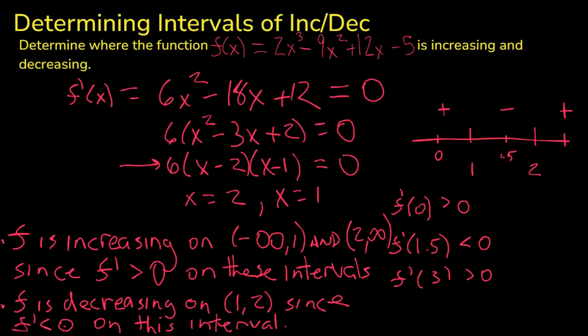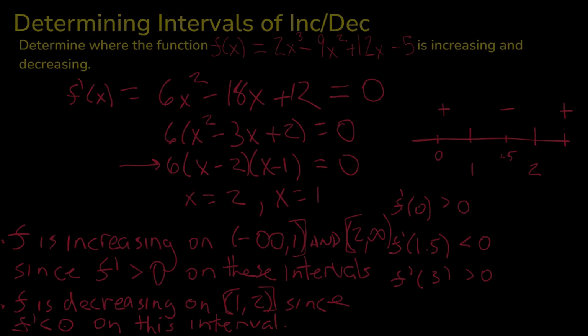It is true that f is increasing on these intervals because the first derivative is positive, but also since the original function is continuous, we can include the endpoints of these intervals on the intervals of increase and decrease. So we could put a bracket here, bracket here, and here.